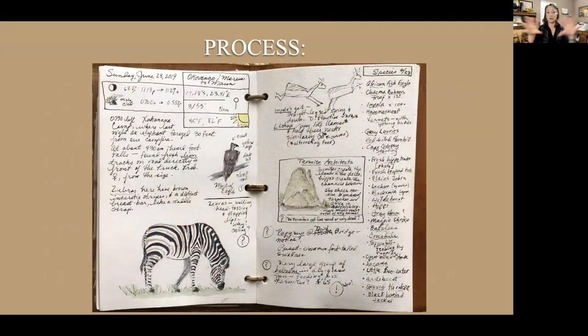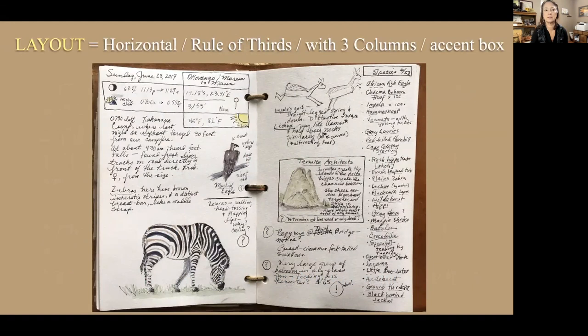So now I'm going to walk you through some of these and how I did it and what they are. So first, let's just sort of dissect this. The layout of this particular page, a double page spread, is horizontal. I used rule of thirds in several different ways with three columns and an accent box.